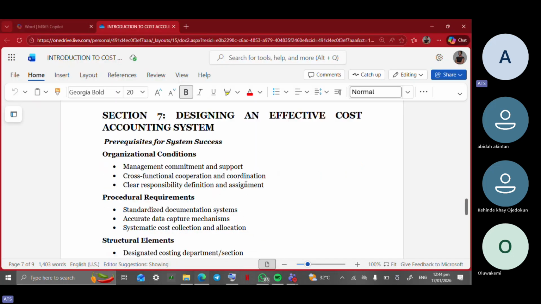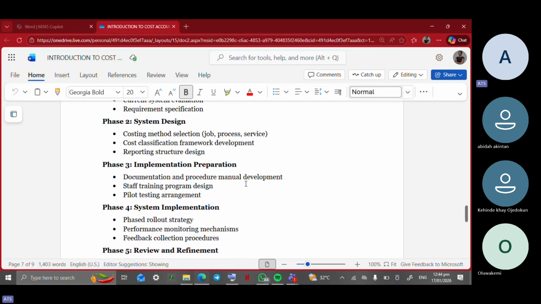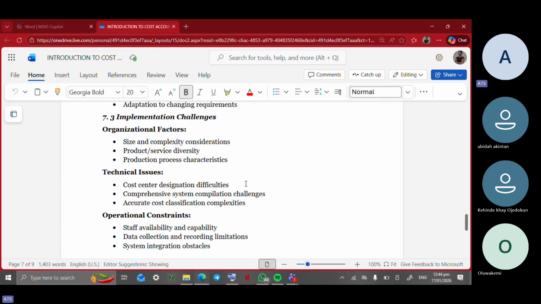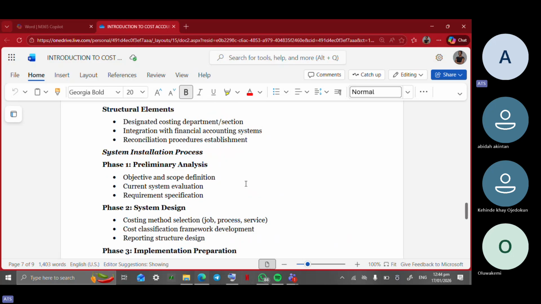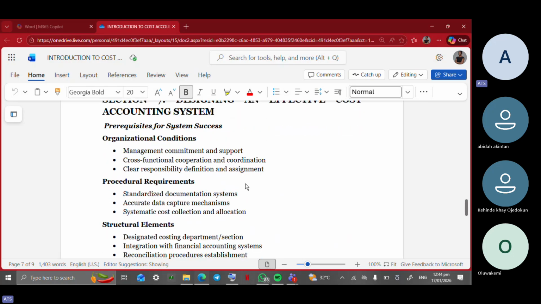Now, designing an effective cost accounting system. Cost accounting systems don't just come on their own. You need to design them, and that's what a cost accountant is employed for, right? So let's talk about how to.